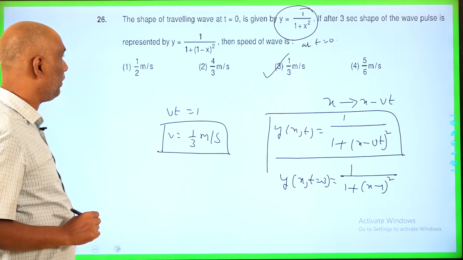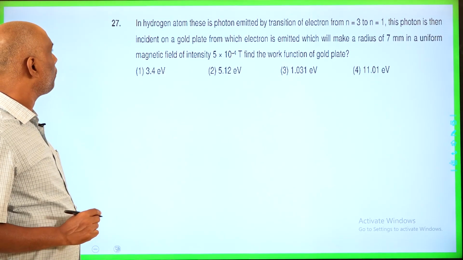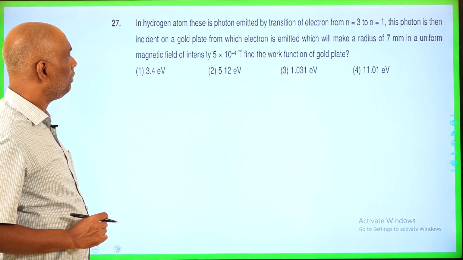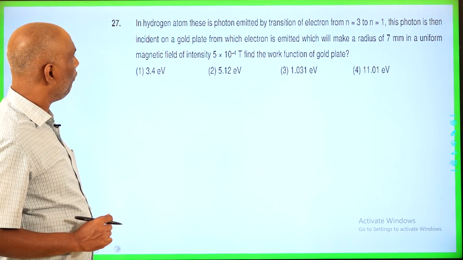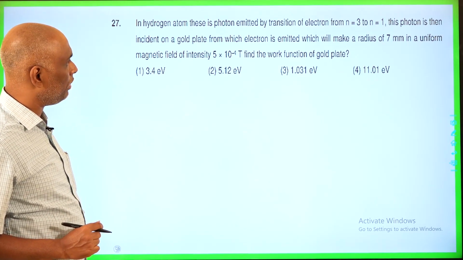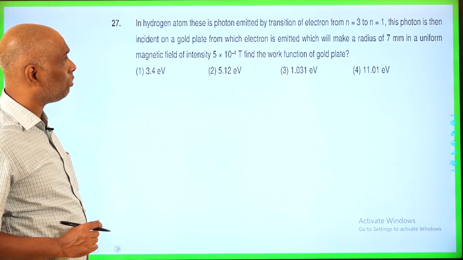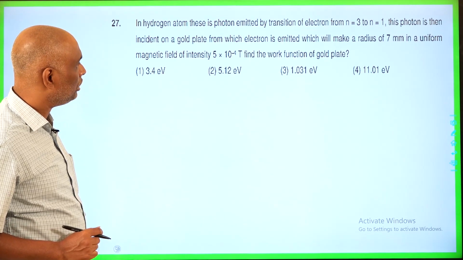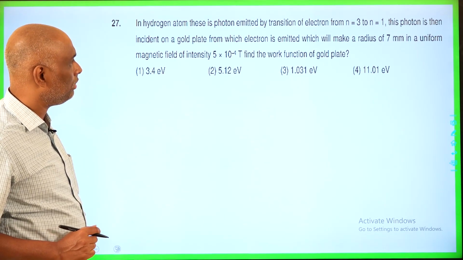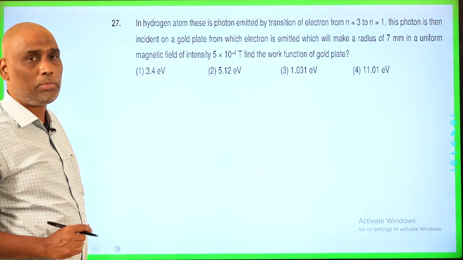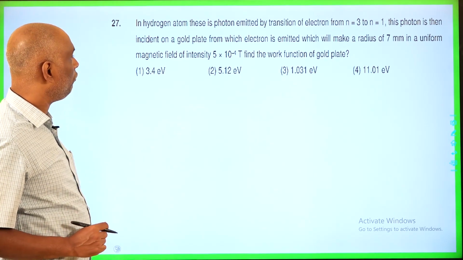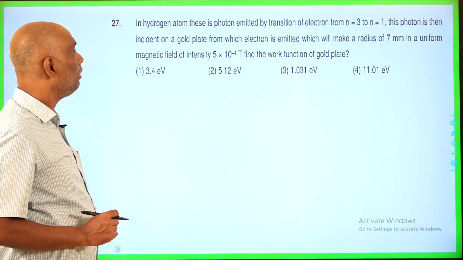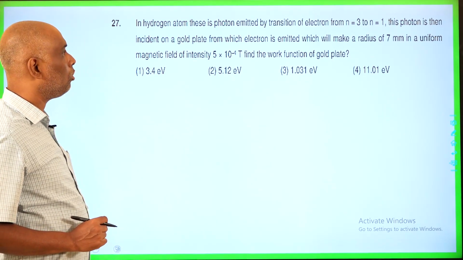Question number 27. In a hydrogen atom, a photon is emitted by transition of an electron from n equal to 3 to n equal to 1. This photon is then incident on a gold plate from which an electron is emitted, which makes a circular path of radius 7 millimeter in a uniform magnetic field of intensity 5 into 10 to the power of minus 4 Tesla. Find the work function of the gold plate.